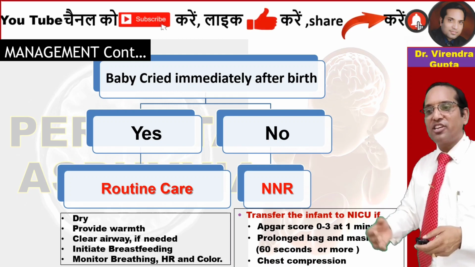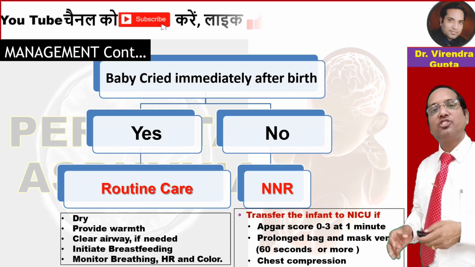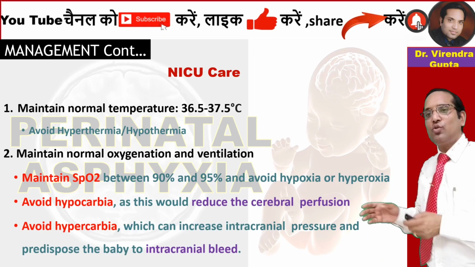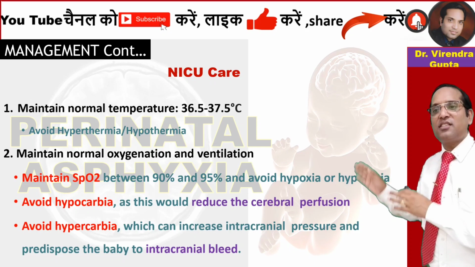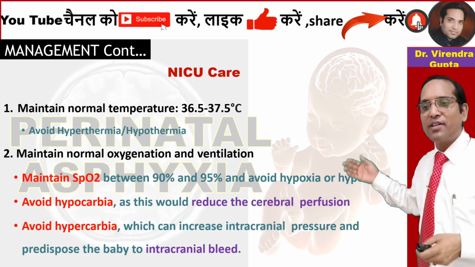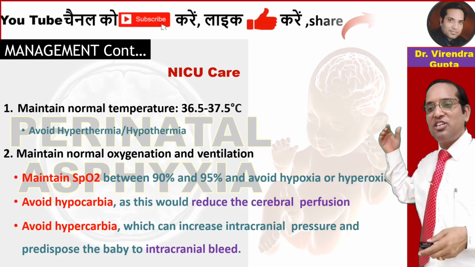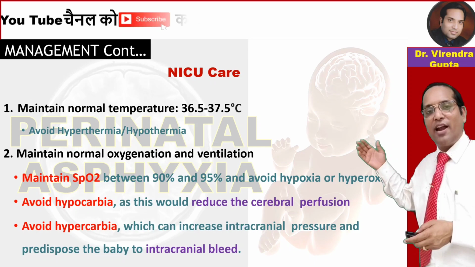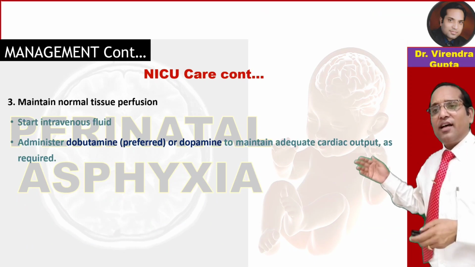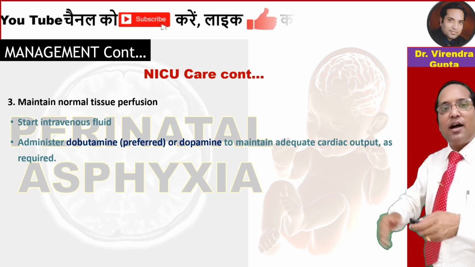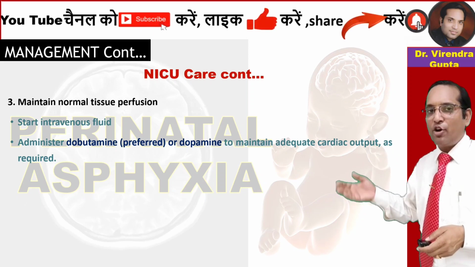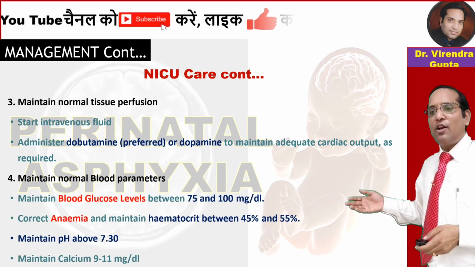Prolonged bag and mask ventilation for 60 seconds or more, or chest compression, is done in neonatal resuscitation. So guys, in the NICU, we should maintain the normal temperature at 36 to 37.5 degrees centigrade and avoid hyperthermia, and maintain normal oxygenation with SpO2 between 90 to 95% and avoid hypercarbia, and maintain normal tissue perfusion with intravenous fluid if required, and if needed, inotropes like dobutamine or dopamine can be given.